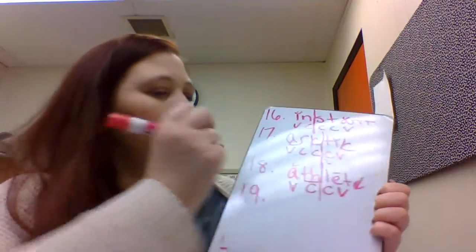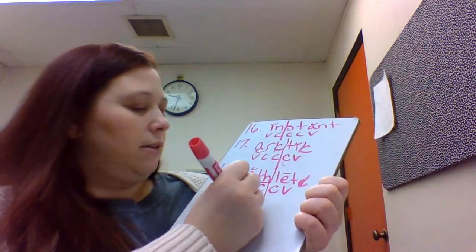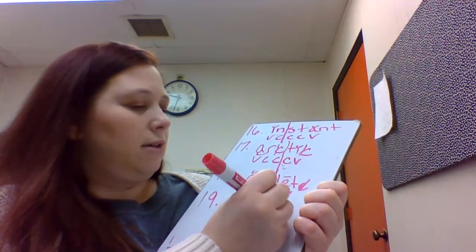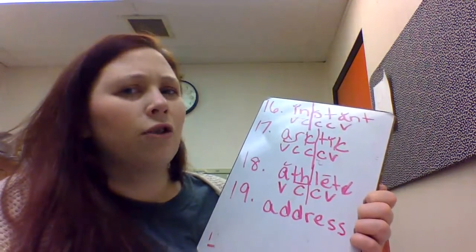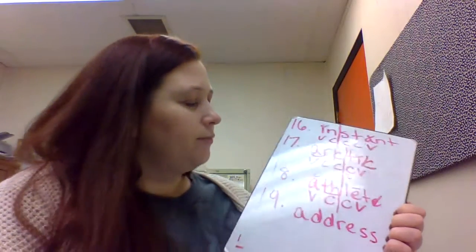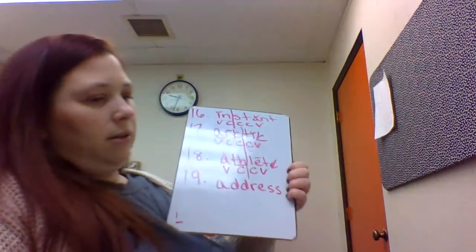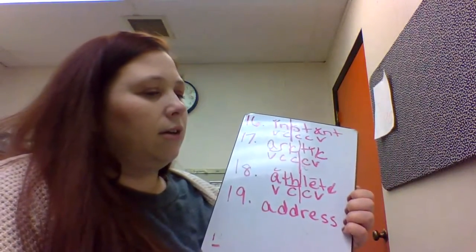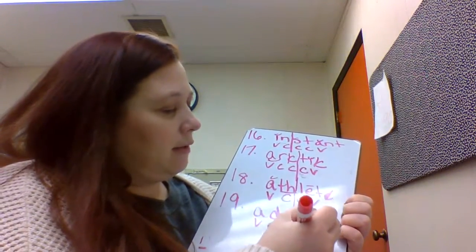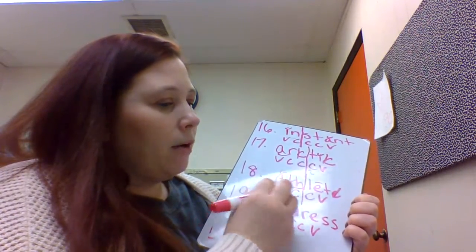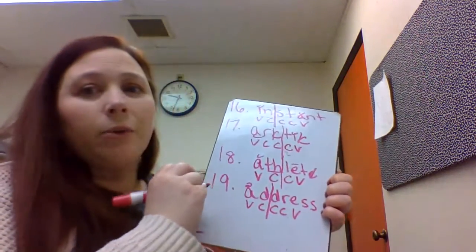Number 19, we have address. This word's a tricky one because even Miss White says it two different ways both times. It looks like based on the way we're coding this one, it wants us to say address with the stress on the second syllable. So here we have vowel, consonant, consonant, consonant, vowel. We're going to draw our line in between here. Our A gets that schwa on it.